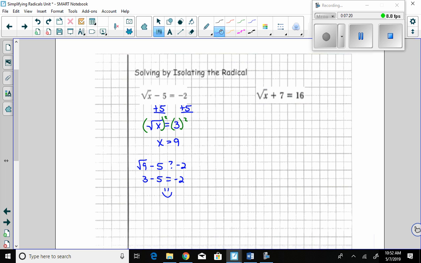Let's do the same thing with the next one. So your gut instinct says, move the 7 over, and your gut instinct is correct. All right, so now I've got the square root of x is equal to 9. And then you have to undo the square root, which means I need to square both sides. And so when I do that, I end up with x is equal to 81. Again, check it. The square root of 81 plus 7, does that actually equal 16? Well, 9 plus 7, sure enough, it does equal 16. I am a happy camper.